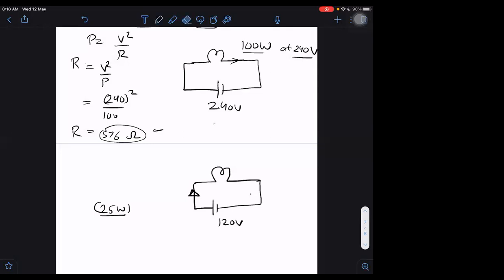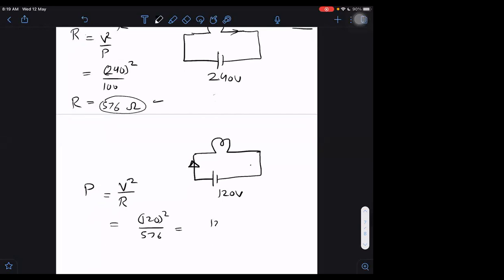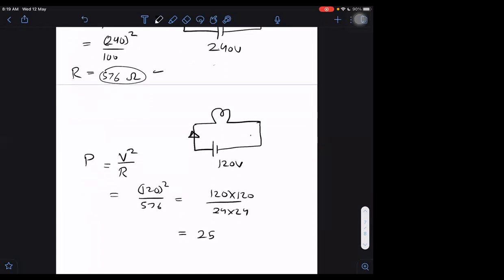Okay, but your method is right. I will also do it like that only. First, I will assume let the resistance be fixed. If resistance is assumed to be fixed, then as you are doing, V square by R. Power is directly proportional to V square. So 120 square divided by 576, which is nothing but 25 watts. We can say directly power is directly proportional to V square. If voltage is reduced to half, power will reduce to 1 by 4. P2 will be V2 square by V1 square times P1.